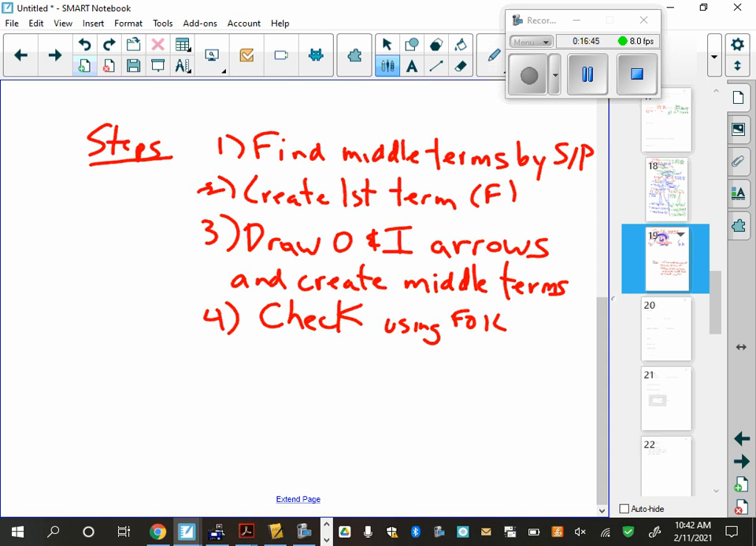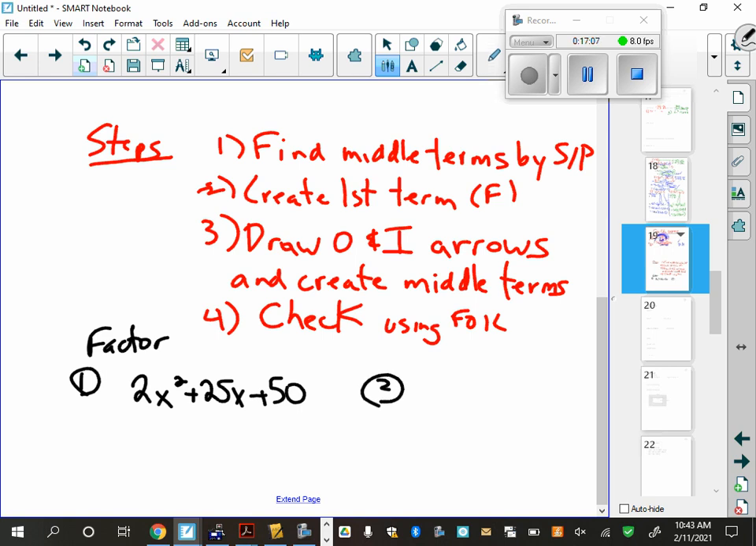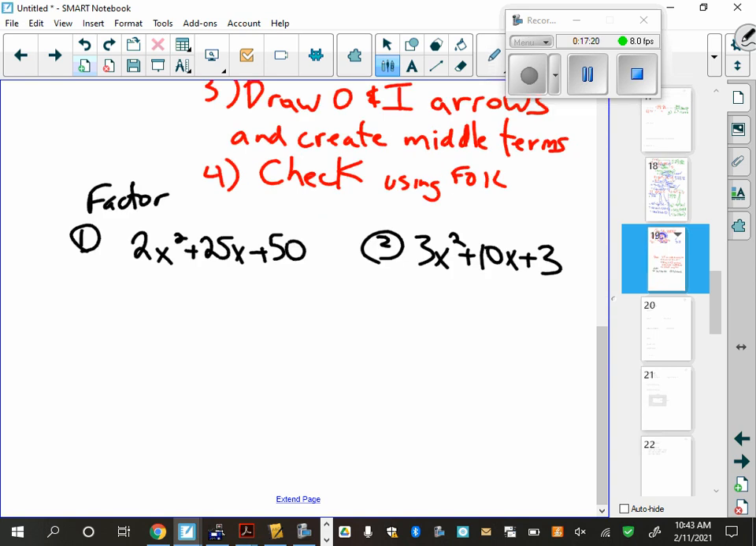So let's do one together. Factor. It's supposed to be black, but it looks exactly the same. It's red. Factor 2x squared plus 25x plus 50. We'll also do this one together: 3x squared plus 10x plus 3.